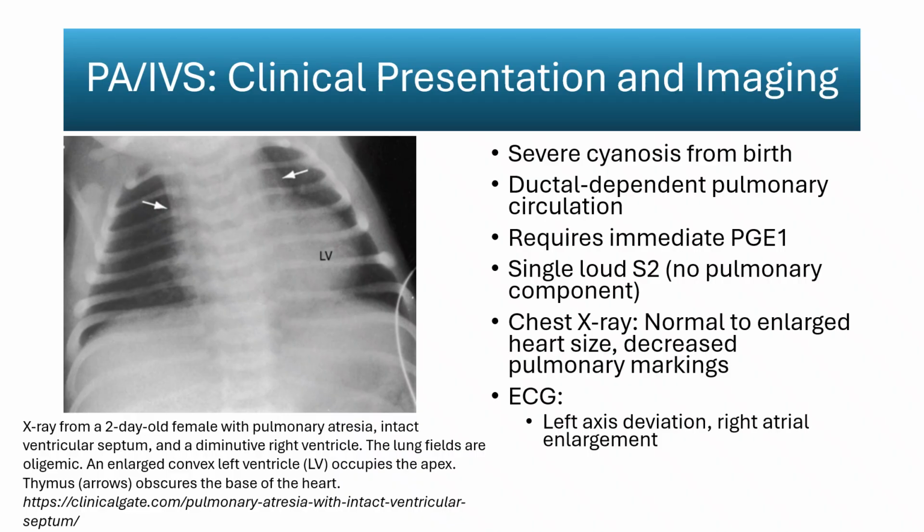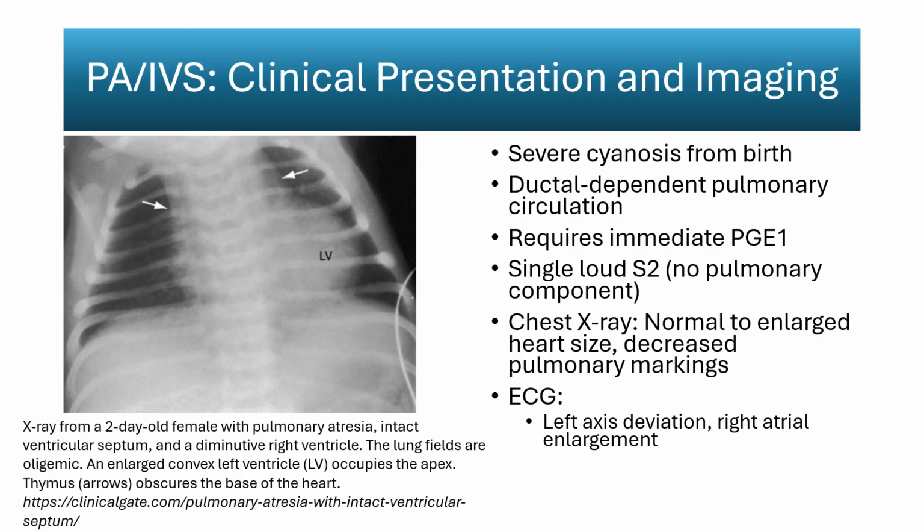Infants with pulmonary atresia and intact ventricular septum present at birth with profound cyanosis, reflecting absent antegrade flow across the pulmonary valve. Because pulmonary blood flow is entirely ductal dependent, immediate initiation of prostaglandin infusion is essential to maintain survival. On auscultation, the second heart sound is single and accentuated, lacking a pulmonary component. Murmurs may be absent if tricuspid regurgitation is mild, which makes the single loud S2 an important diagnostic clue.